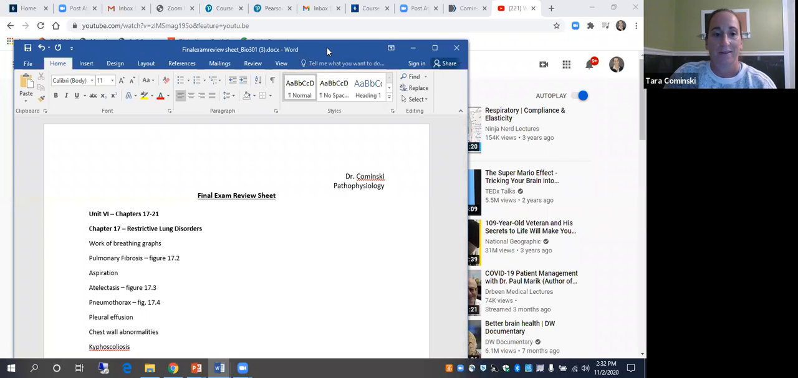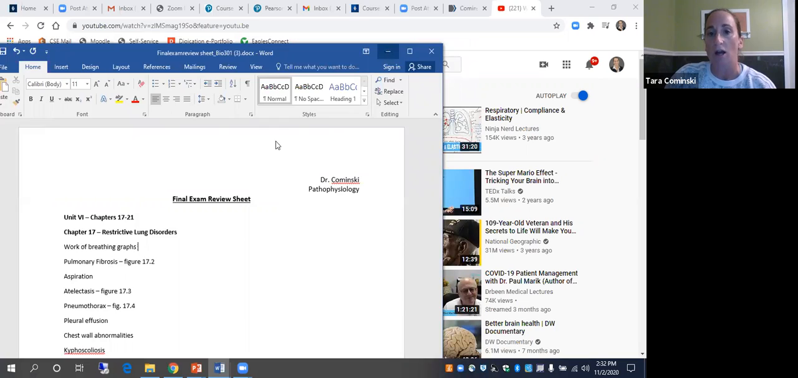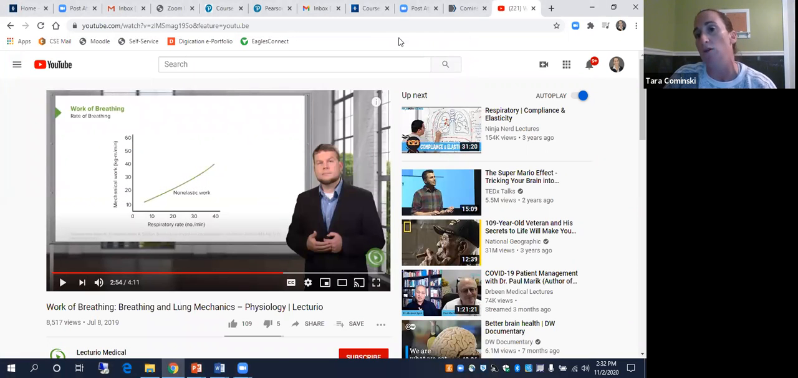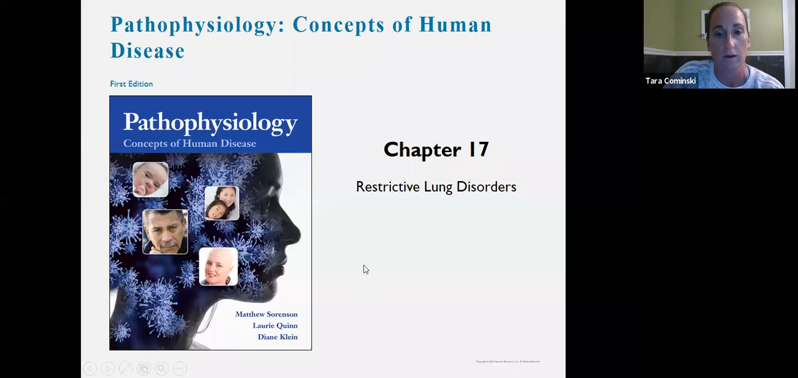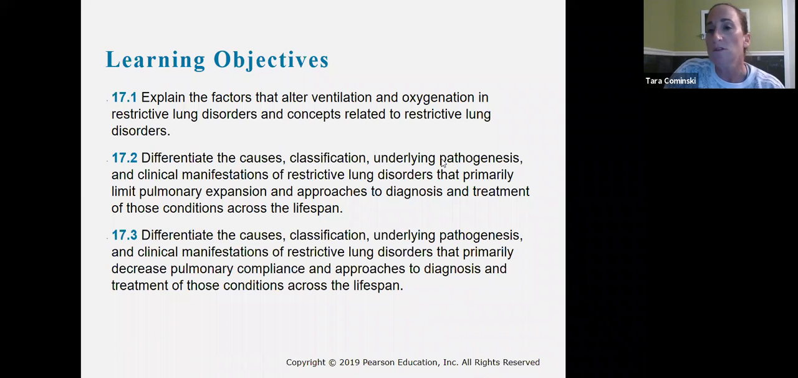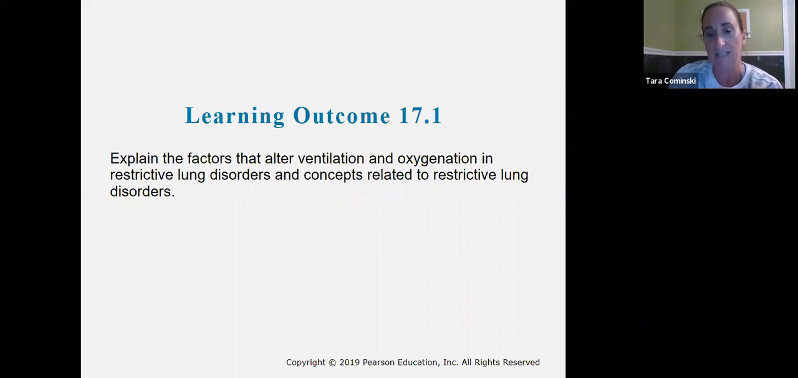All right. Okay, so let's move on and let's just talk specifically now about these restrictive lung disorders and basically concepts that are related to them. Okay, so let me just pull this back up now and we can move on here. Okay, so in terms of learning objectives, they are listed here. Again, you can read through them, but I believe I show them all again right before I talk about them. So like I said, the first one we're going to talk about are factors that will alter ventilation and alter oxygenation, specifically in restrictive lung disorders, and talk about some concepts related to it, okay?